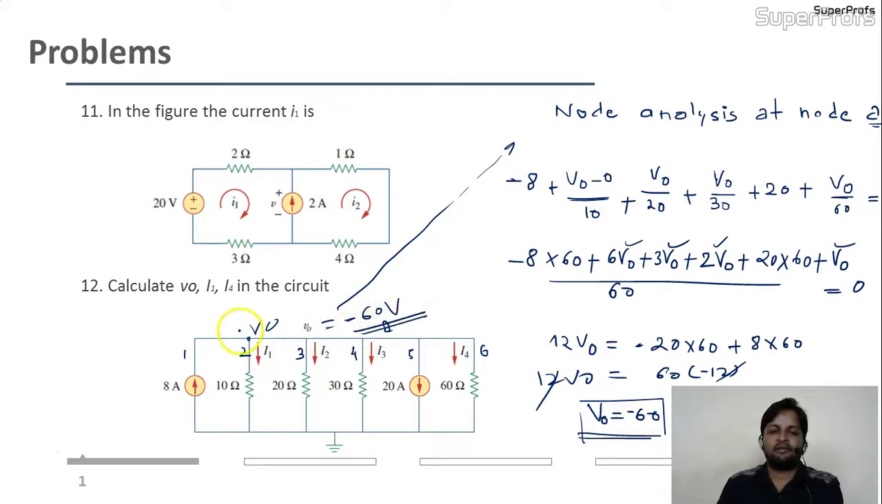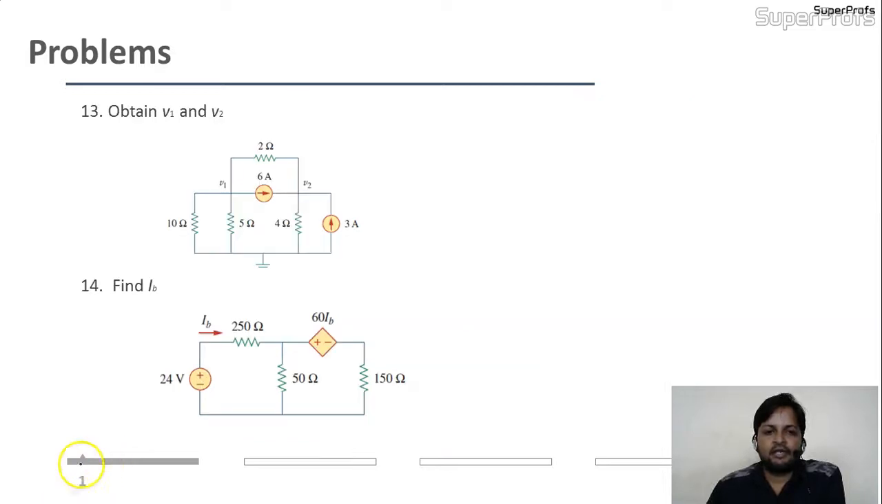Now anything you can find out, either it's I1 or I4 or anything. Is it okay? Very easy question. Come to the next one now.